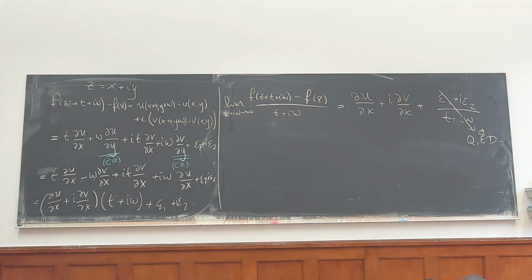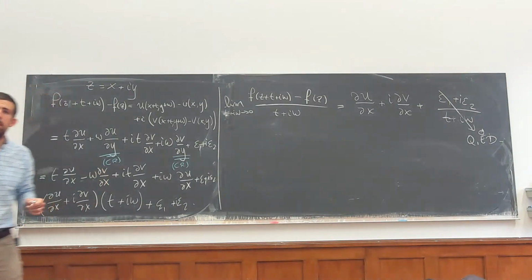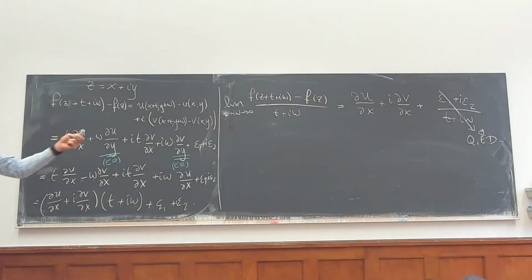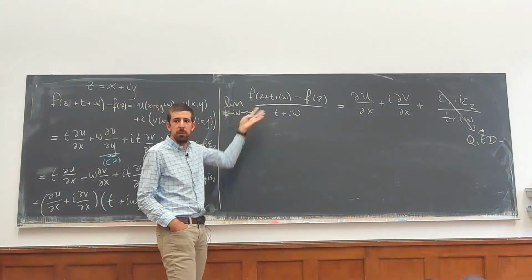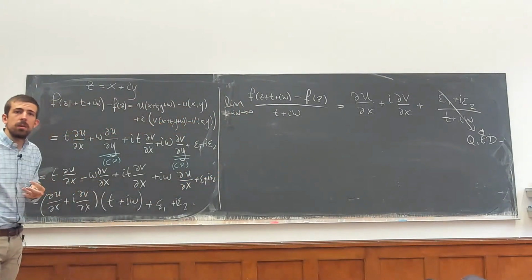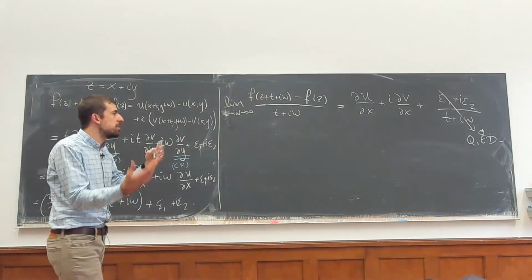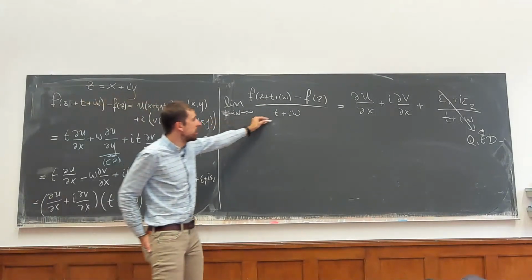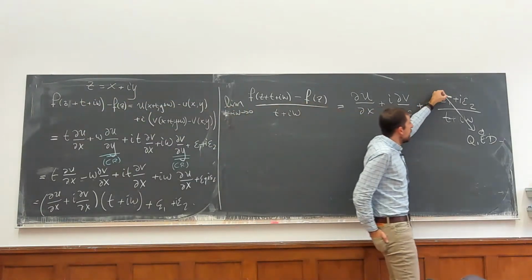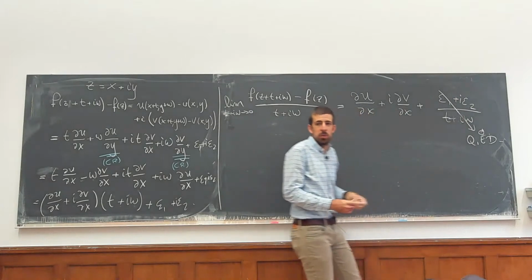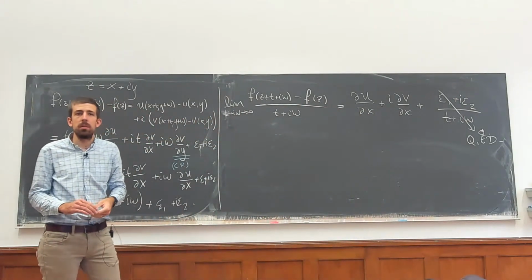Someone asked, why, are we done? So we proved that this limit exists, so the function is differentiable at z because this limit exists. Why? Because regardless of the direction that we take on t plus iw, this term goes to 0. That was what made everything work.